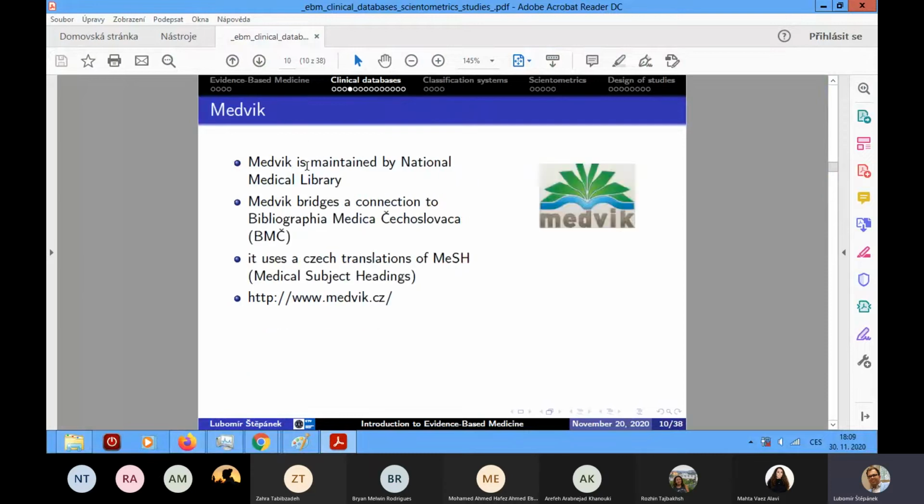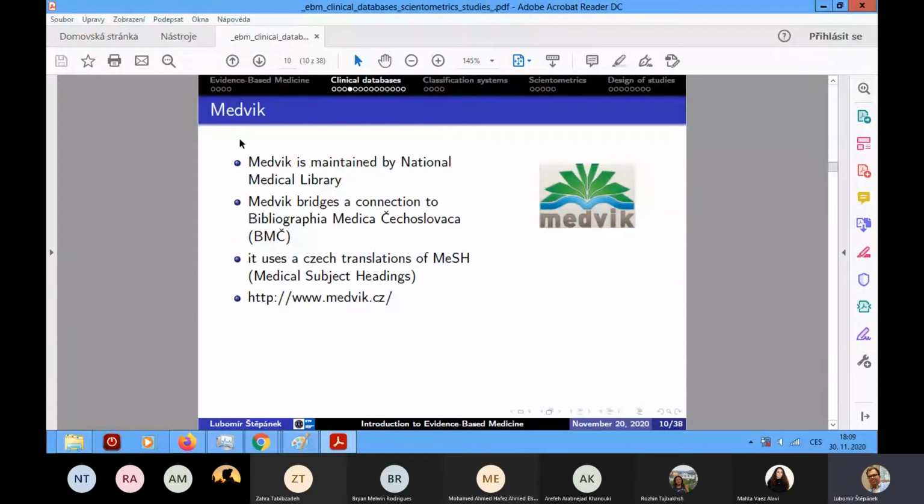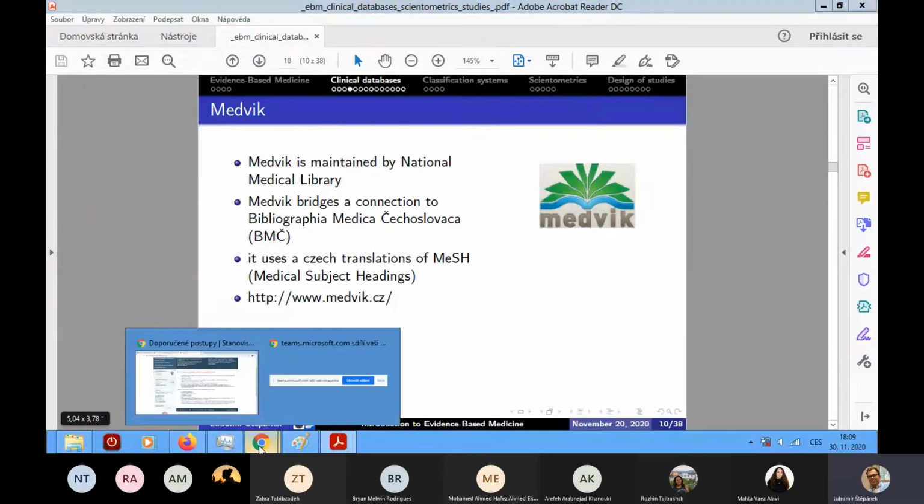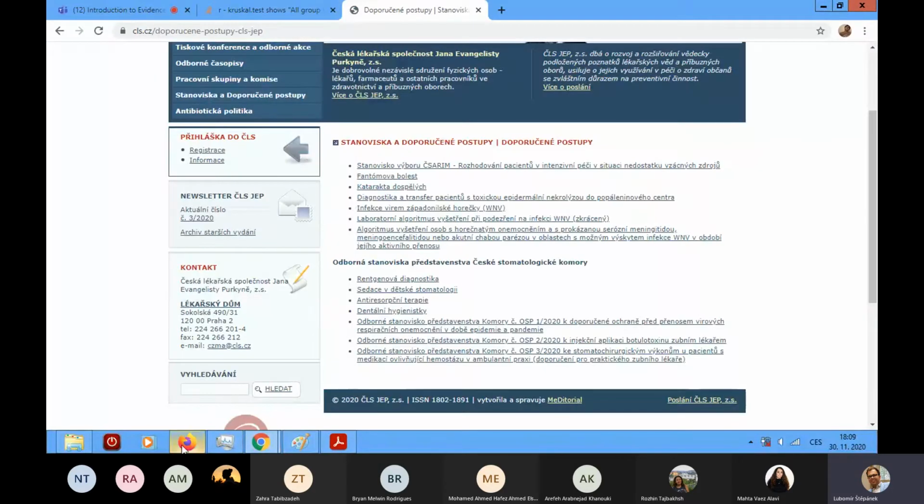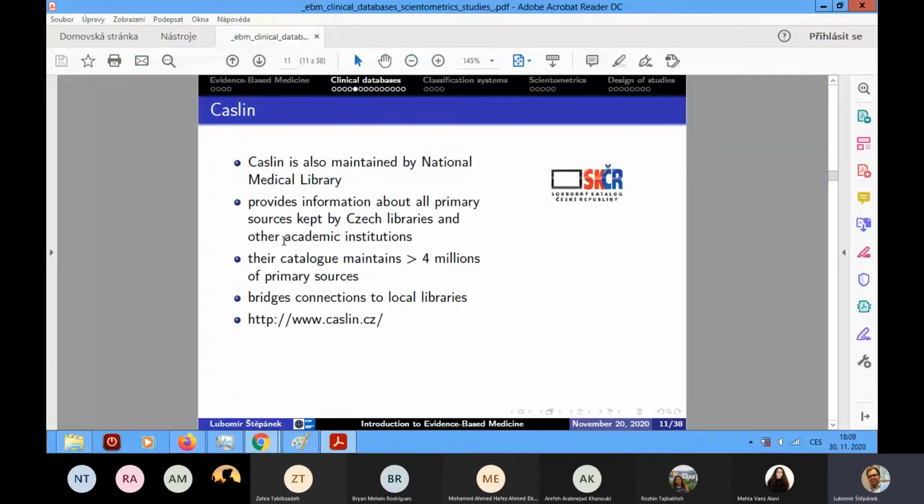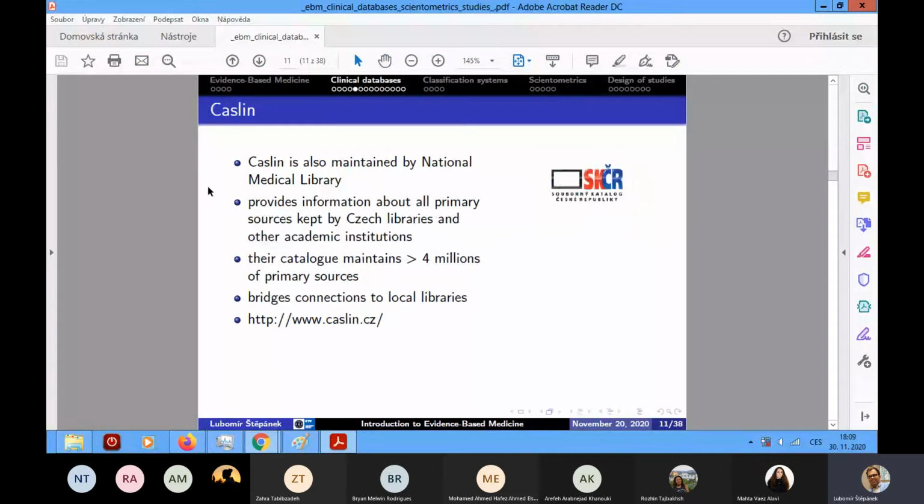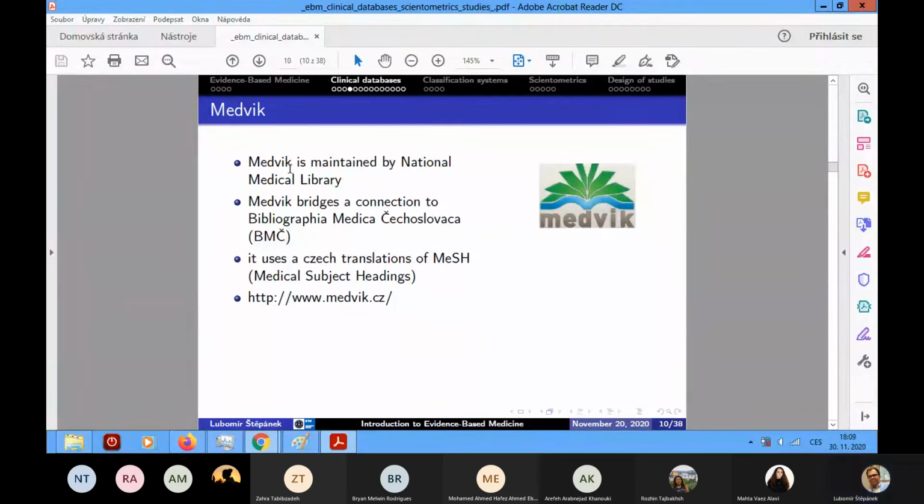If you know about the Medvik, it's not so important to know about Caslin or even my information about the knihovny, about libraries, because Medvik is the largest one. So use the Medvik term, because as I showed you in the interface, just find our title, journal, subject, or whatever. You can search for it in the Medvik system. I would say that all of these are just connected, but Medvik is maybe the most important, as I told you, with the National Library. Keep this in mind. Could be important for you.